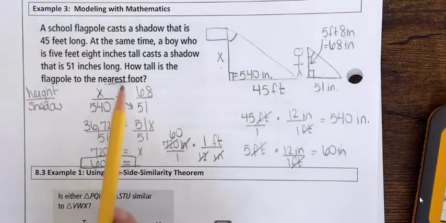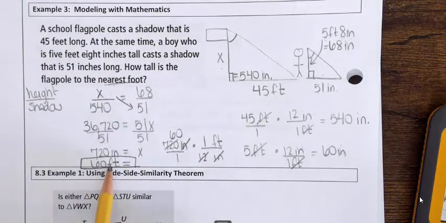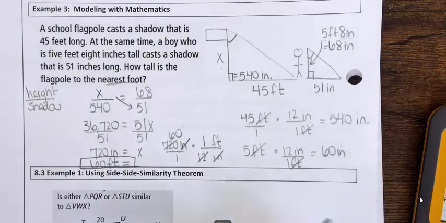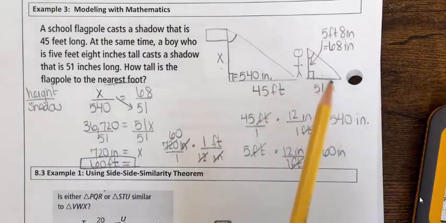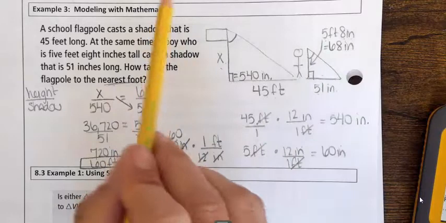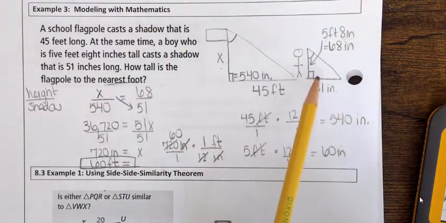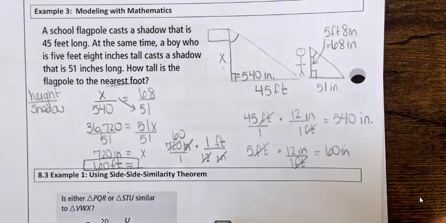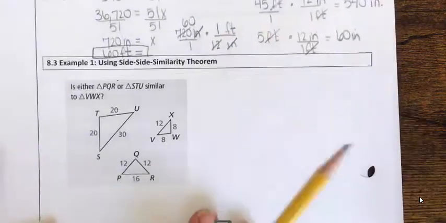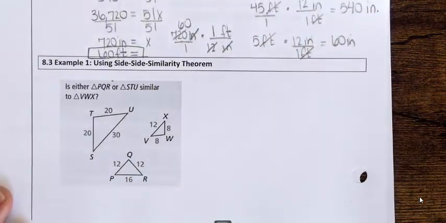How tall is the flagpole? It's 60 feet tall. Okay, and we use the height of this guy right here and his shadow length. And because the sun's hitting them at the same angle, we know that those shadows form similar right triangles. All right, so now let's use the side-side-side similarity theorem.